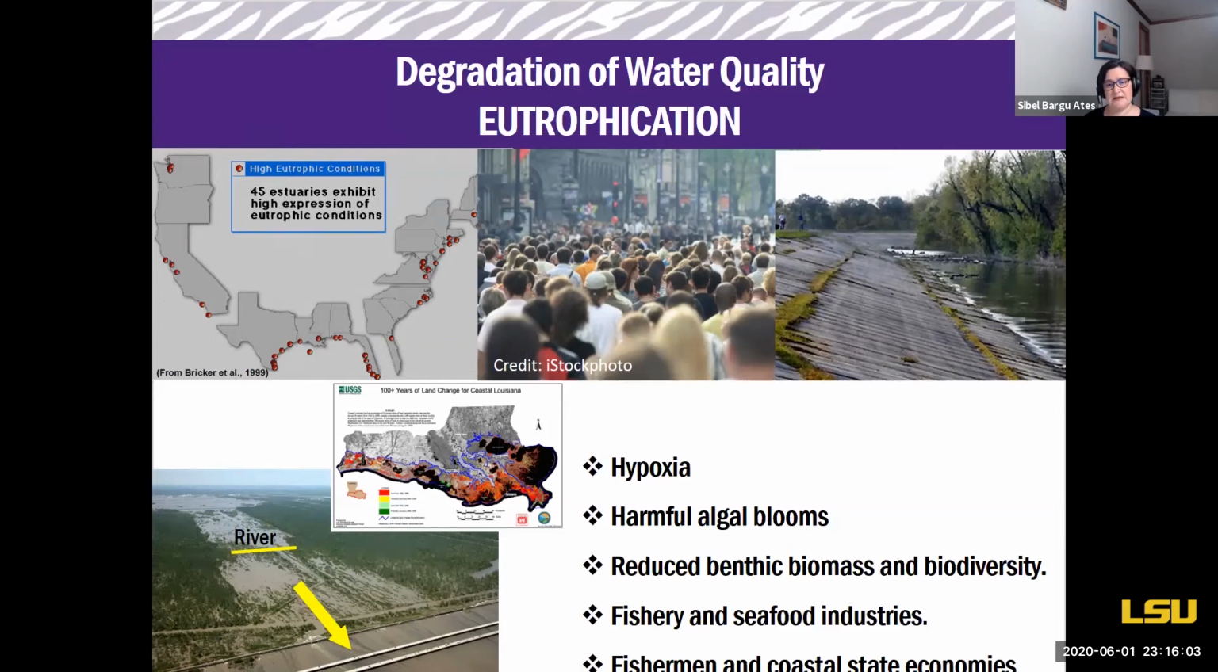In many cases, this increase in nutrients is causing eutrophication, in other words, degradation of water quality. Typical symptoms of eutrophication can include hypoxia, reduction of oxygen, harmful algal blooms, which we will speak of in a minute, reduction of benthic biomass and biodiversity, and negative effects on fishery and seafood industries, as well as on fishermen and coastal state economies.